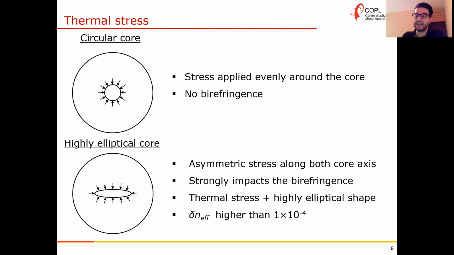So this thermal stress, together with the highly elliptical shape that we know improves the birefringence, gives us effective index difference values higher than 10 to the power of minus 4.